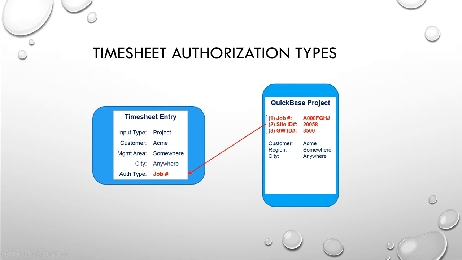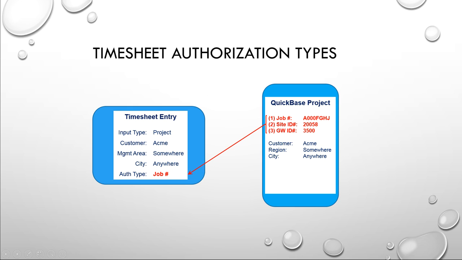Let's pause for just a moment to discuss the use of the three authorization types available for project level reporting. In short, each project level timesheet entry can be linked to a corresponding QuickBase project in one of three ways. For those who are unfamiliar with QuickBase, note that QuickBase is utilized by GW for project level tracking. The first authorization type is the job number. The job number is an identifier provided by our customer which uniquely corresponds to an assigned project in QuickBase. Number two is the site ID. The site ID is also an identifier provided by our customer that also uniquely corresponds to a QuickBase project.